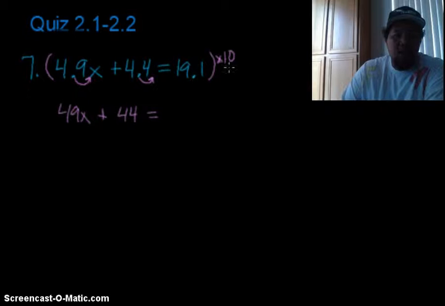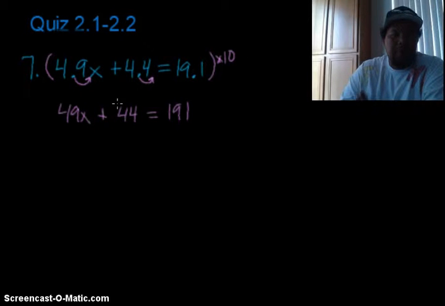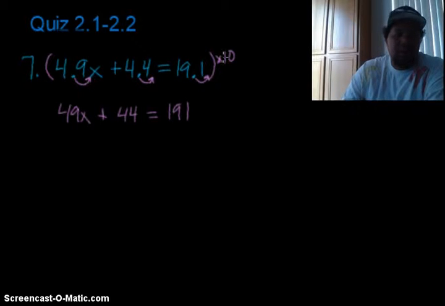And 19.1 times 10 is 191. Okay. So if they were in the hundreds place, the same thing, I would just multiply by 100. So just make sure it's like the distributive property, okay? Because it's the property of equality: whatever I do to one side, I do to the other side. So I multiply 10 over here, and I multiply 10 over here.